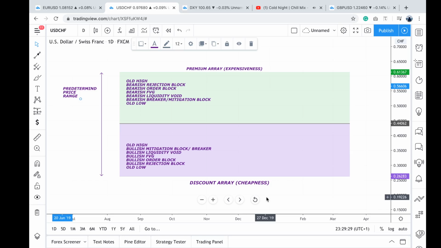So what the central banks are basically doing is coming to the marketplace and buying when price is cheap for them to buy relative to a predetermined price range. Then they sell the market when it is expensive relative to a predetermined price range.